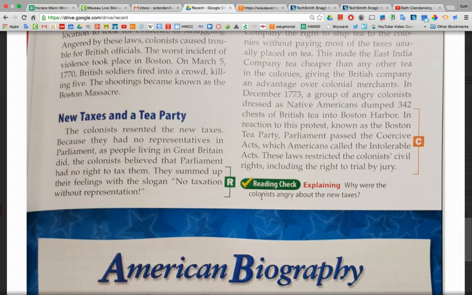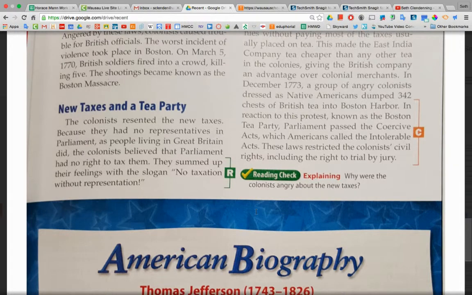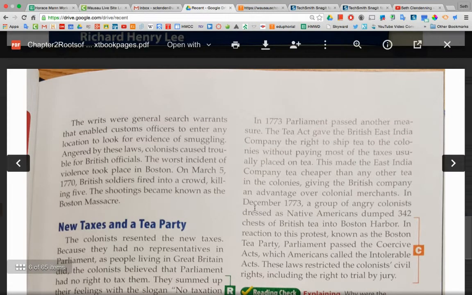New taxes and a Tea Party. The colonists resented the new taxes because they had no representatives in Parliament. As people living in Great Britain did, the colonists believed that Parliament had no right to tax them. They summed up their feelings with the slogan, "No taxation without representation."